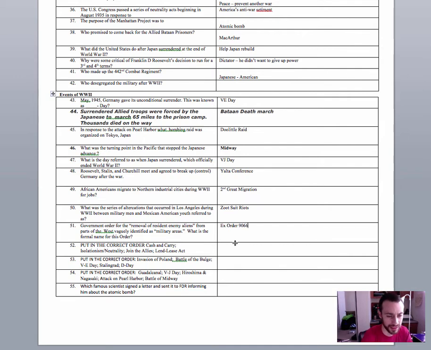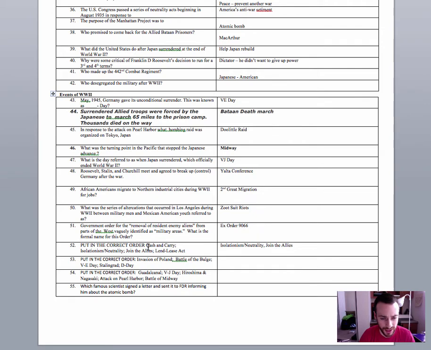52. Put in the correct order. So there's 4 events here. What is the correct order? Okay, well, let's see. We are going to have isolationism and neutrality before any of that. And then after that, joining the Allies, that's going to be last before these. So I'll put that in here because I already know that's last.